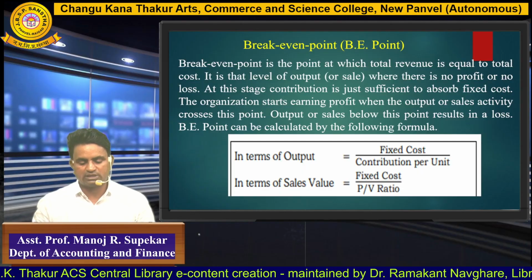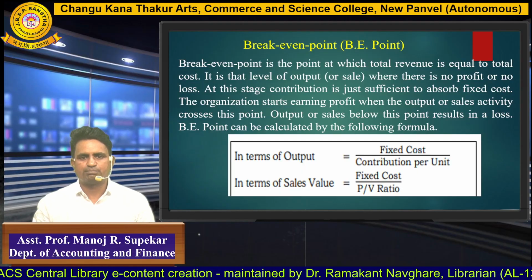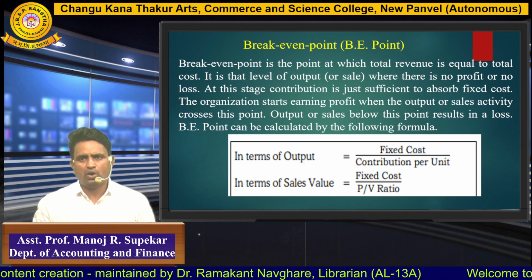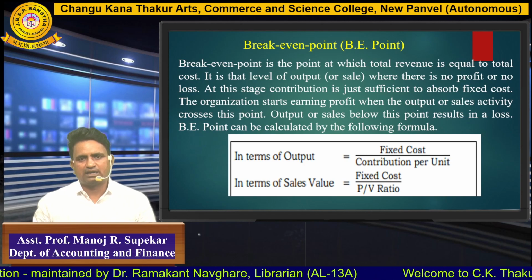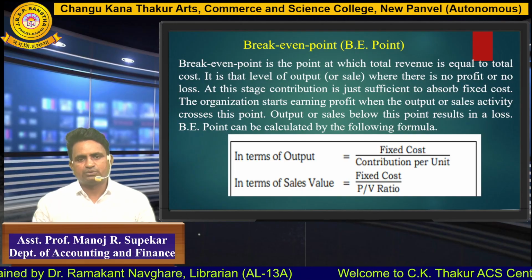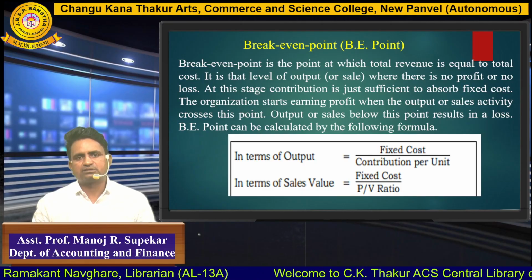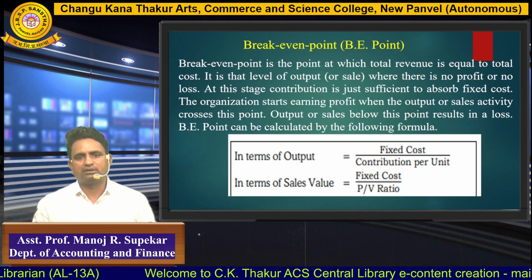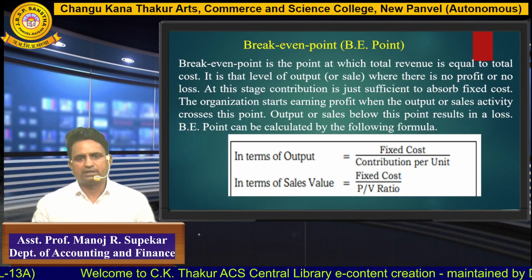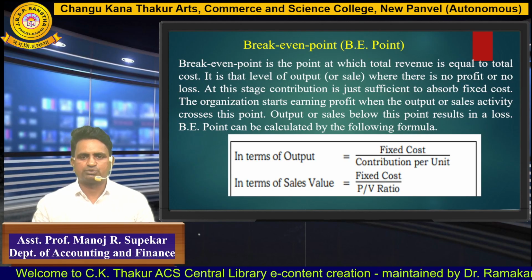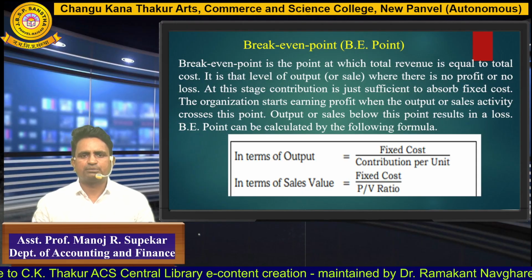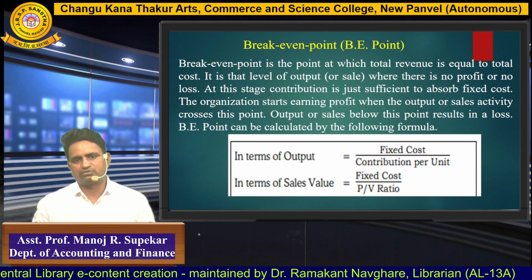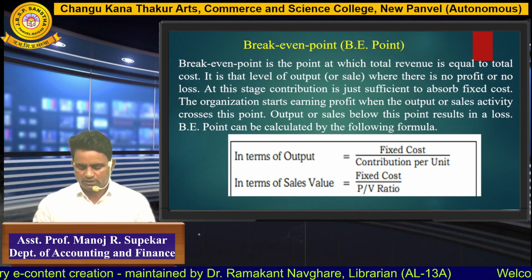There are two important formulas. The first one is fixed cost upon contribution per unit. You can use this formula to calculate the BEP in units. Suppose I sell a certain number of units in the market, that unit figure is your BEP unit. So when you want to find out how many units I should sell in the market to clear the BEP level, you can follow this formula, fixed cost upon contribution per unit. Second, when you want to find out the BEP level in terms of rupees, in terms of sales, you can use the second formula, which is very simple: fixed cost upon PV ratio.